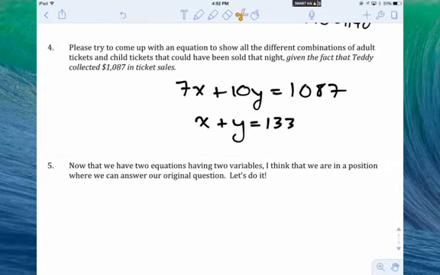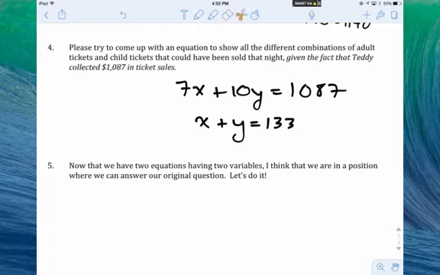All right, so now we've got two equations involving two variables, X and Y. This is a system. We know how to solve it. So let's go ahead and solve it. We'll be able to find from this information exactly how many children's tickets and adult tickets were sold. And I think the way to do it is using the substitution method.